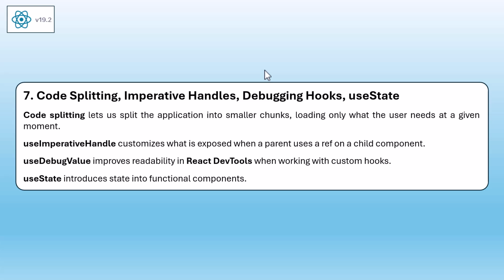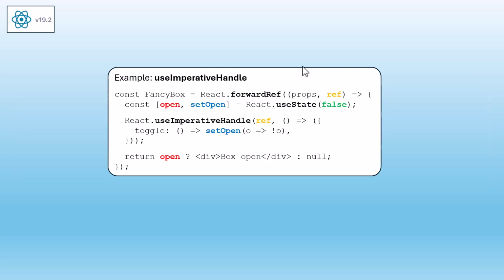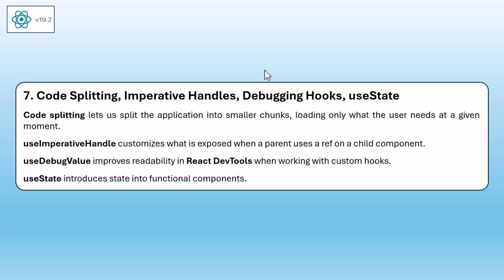7. Code splitting, imperative handles, debugging hooks, useState. Code splitting lets us split the application into smaller chunks, loading only what the user needs at a given moment. useImperativeHandle customizes what is exposed when a parent uses a ref on a child component. useDebugValue improves readability in React DevTools when working with custom hooks. useState introduces state into functional components.